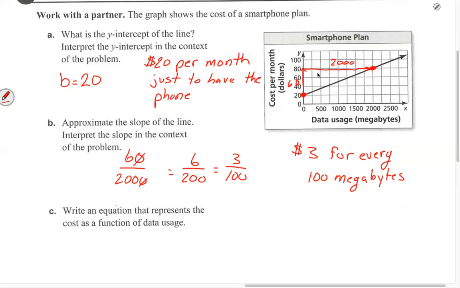All right, so write an equation of the line that represents cost as a function of data usage. So that is y equals 3 over 100 x plus 20. And I can use this equation to predict how much my data bill will be based upon how much data I use. Are we okay with this? Any questions? All right. So we're going to stop there.